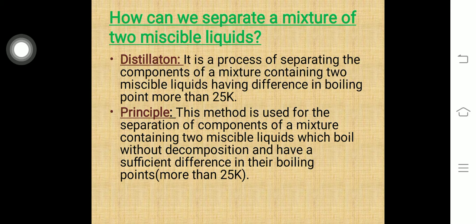How can we separate a mixture of two miscible liquids? Dear students, we have learned in previous video that miscible liquids are those liquids which can easily mix with each other. To separate these miscible liquids, distillation process is used. Distillation is a process of separating the components of a mixture containing two miscible liquids having difference in boiling point more than 25 Kelvin.